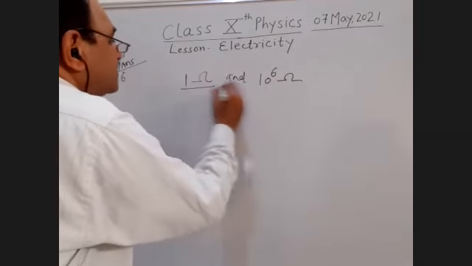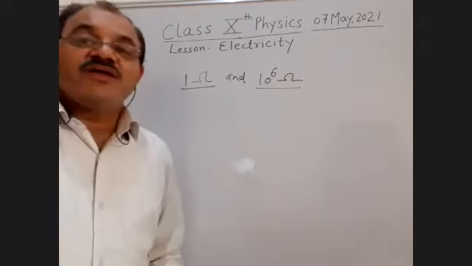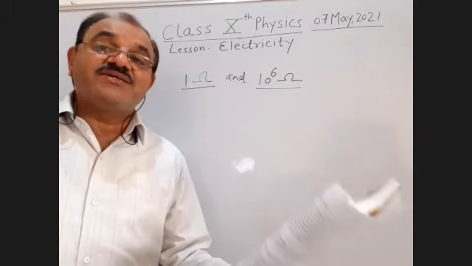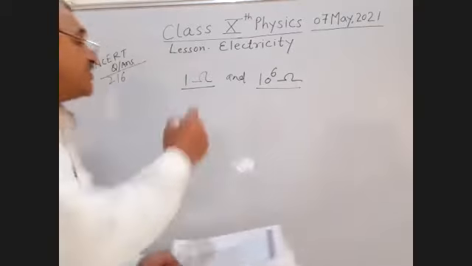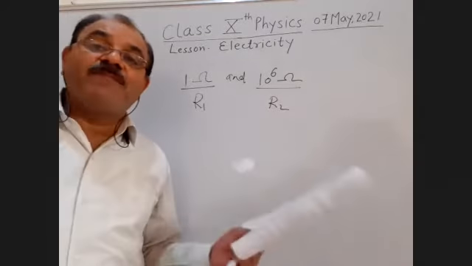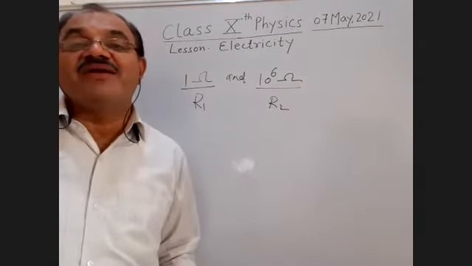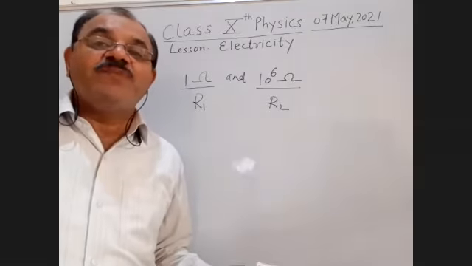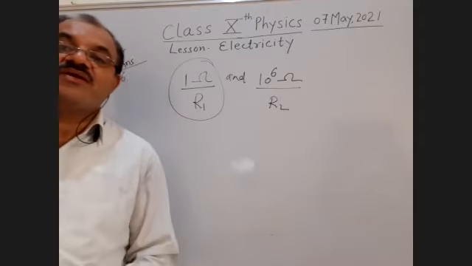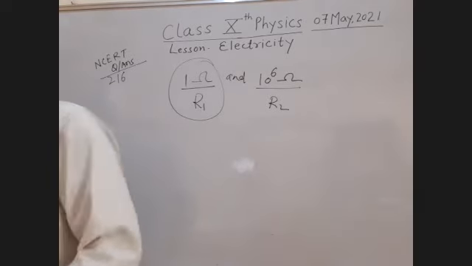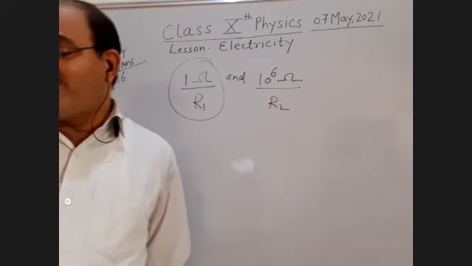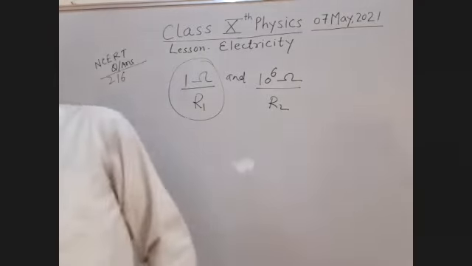Now, what are they asking in the question? Generally, one resistance is say R1 and this is R2. When they are connected in parallel, definitely their value will be less than 1 ohm. Their value will reduce to less than 1 ohm because they are connected in parallel.